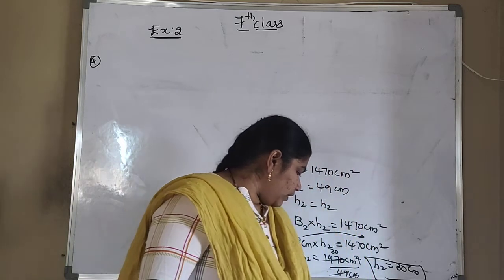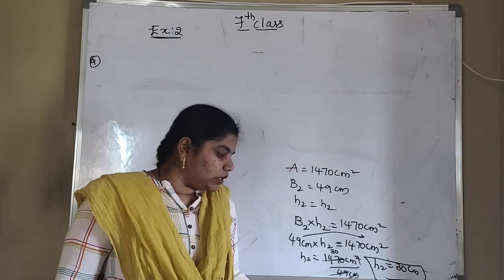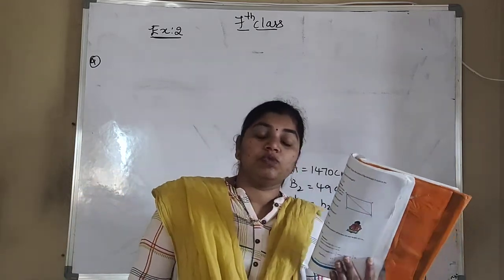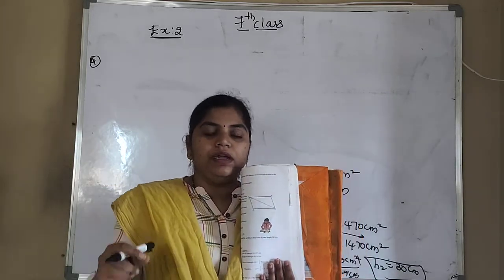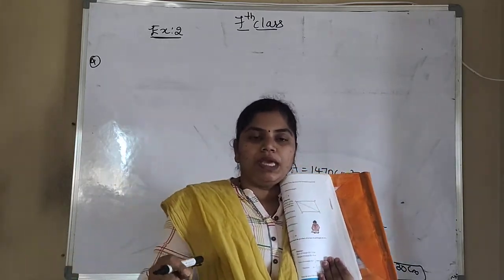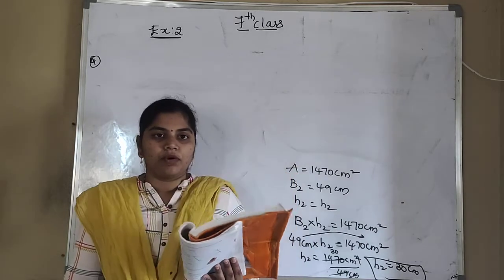So what is the fourth one? The height of a parallelogram is 1/3 of the base. They have given the height value as 1/3 of the base. So they are telling about a height, but they didn't mention anything about base. So that base value we will take in the form of x there.